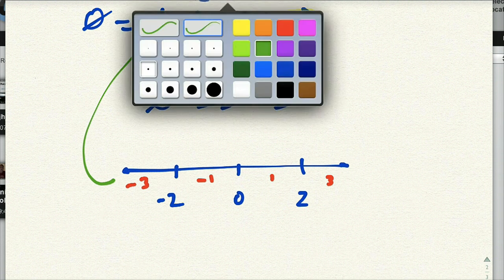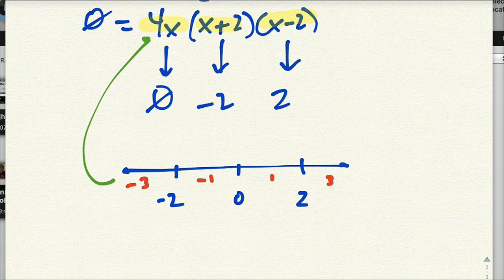So what I'm going to do is start with negative 3. If I plug negative 3 into 4x, I will get a negative number. So I'm going to draw a little negative sign. If I plug negative 3 into x plus 2, I am also going to get a negative number. And if I plug negative 3 into x minus 2, I am also going to get a negative number. That tells me negative times a negative times a negative. The interval before negative 2 is all negative.